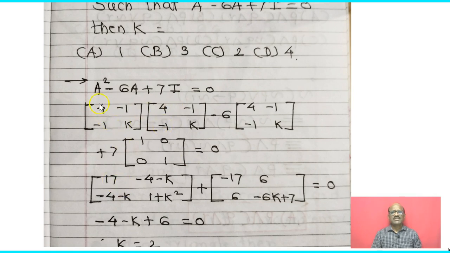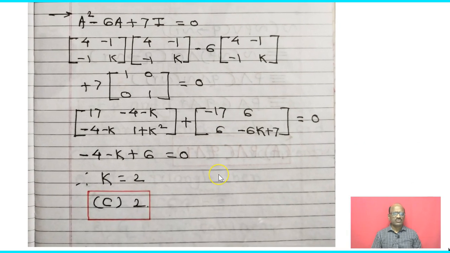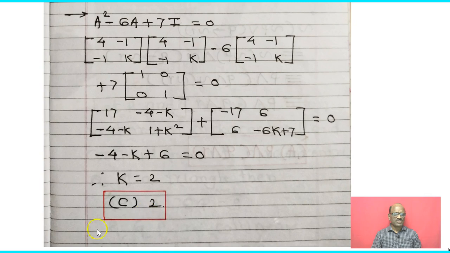It becomes 17, and the first row, second column is minus 4 and plus k, that is minus 4 and minus k. Then the second row, first column is minus 4 and minus k, and the next is A plus 1 and plus k square. After the multiplication, you will get that the value of k is equal to 2, which is option C, the correct one. This is a very simple problem. You can form the multiplications.